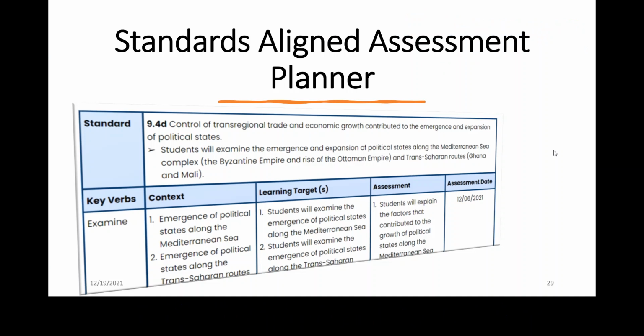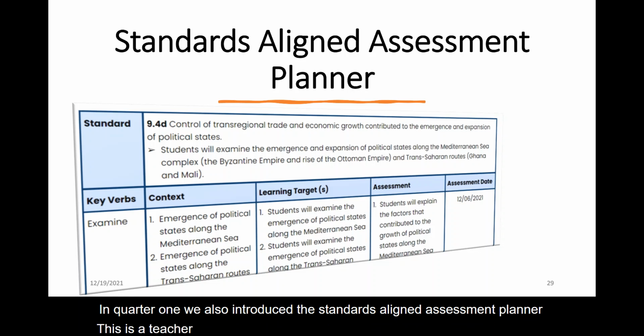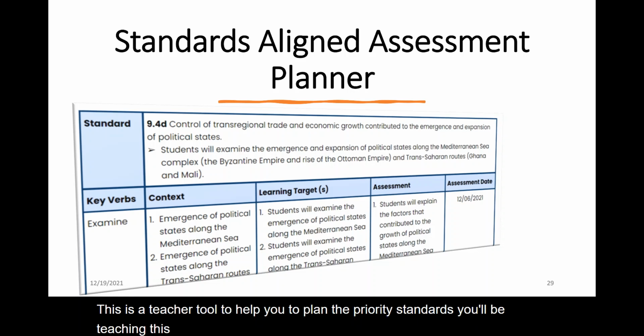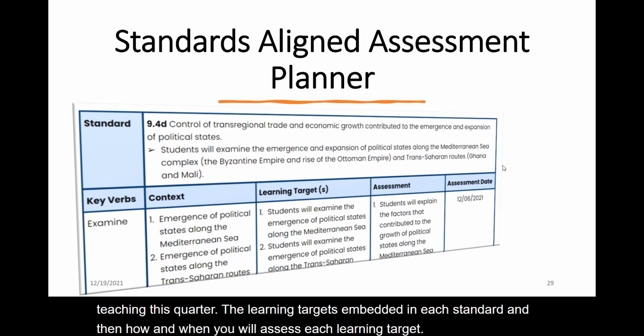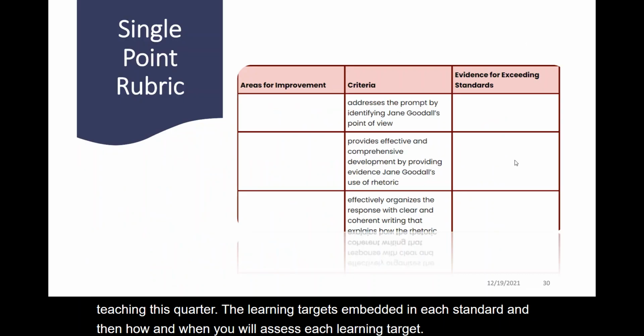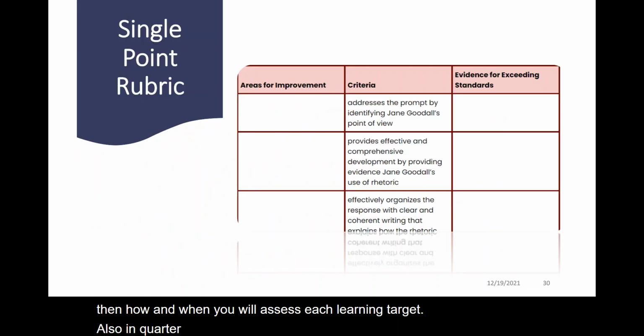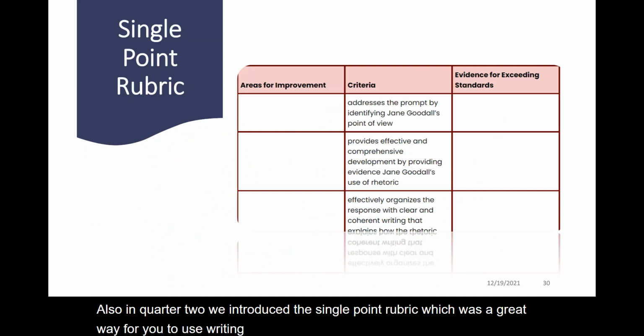In quarter one, we also introduced the Standards Aligned Assessment Planner. This is a teacher tool to help you to plan the priority standards you'll be teaching this quarter, the learning targets embedded in each standard, and then how and when you will assess each learning target. Also in quarter two, we introduced the single point rubric, which was a great way for you to use writing to learn as formative and summative assessments.